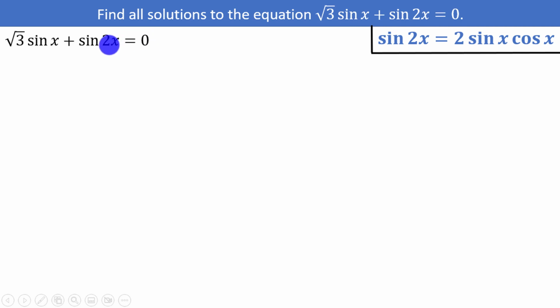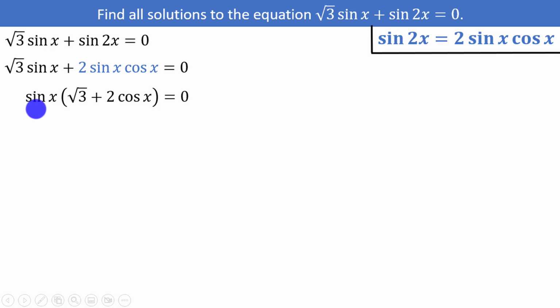So let's replace sine of 2x with 2 sine of x cosine of x in our problem. This is what we have. At this stage, both of our terms have a sine of x in common, so we can factor out a sine of x.